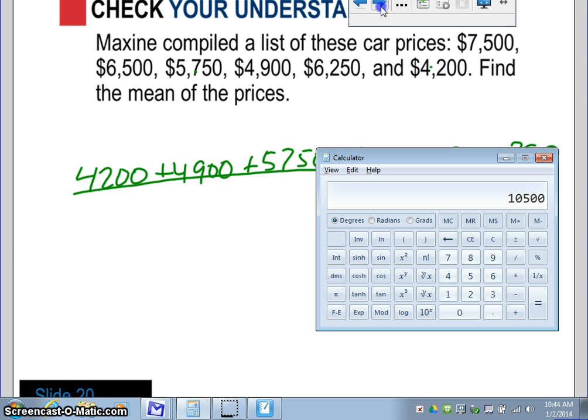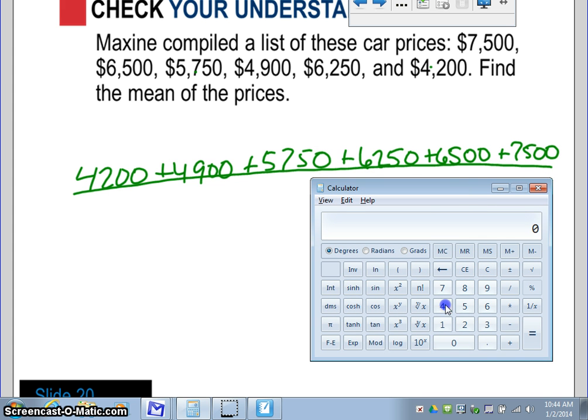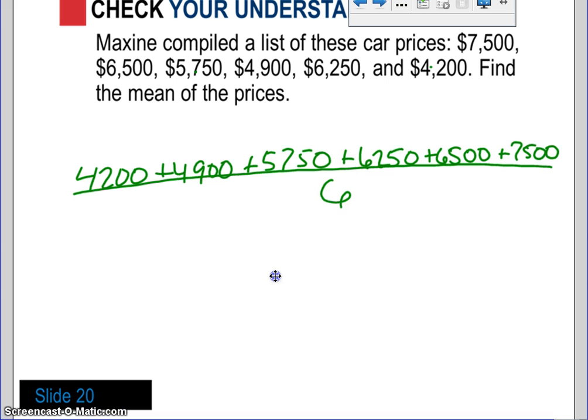So again, let's take a look at it. Let's clear our old value out. So we're going to take 4,200 plus 4,900 plus 5,750 plus 6,250 plus 6,500 plus 7,500. And then I'm going to divide that by 6. And it looks like 5,850 is my mean.